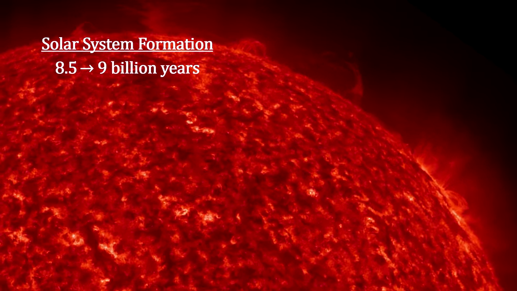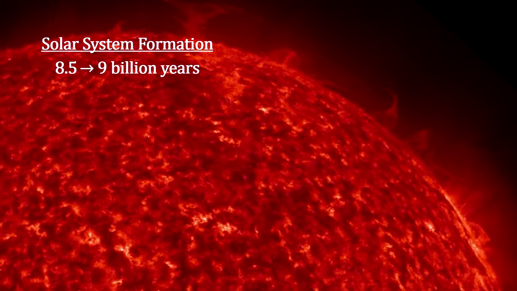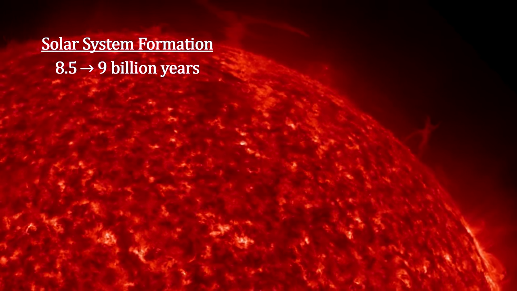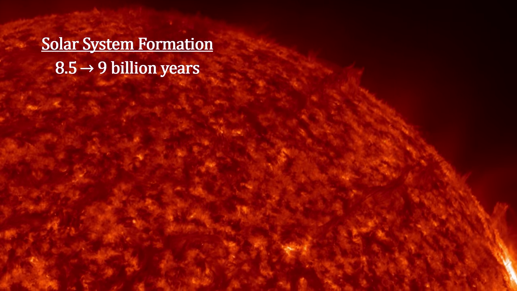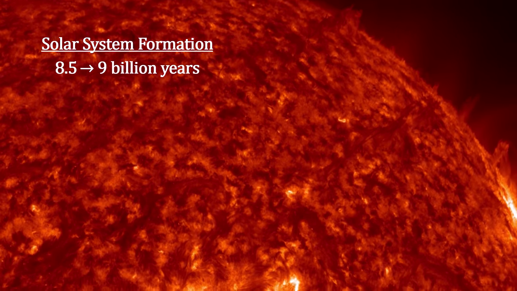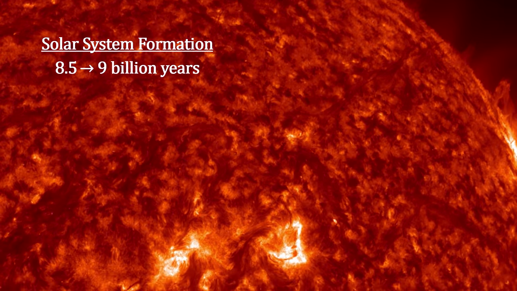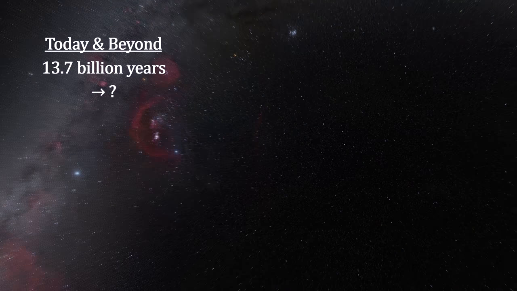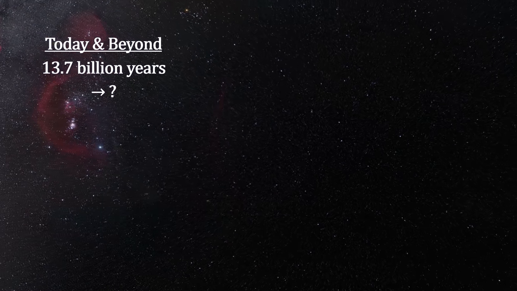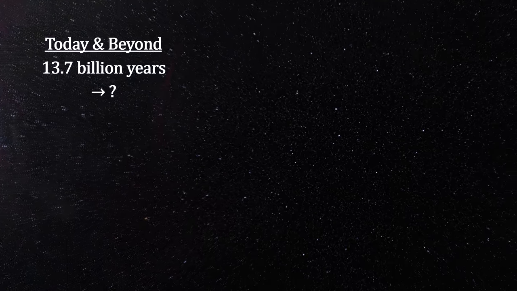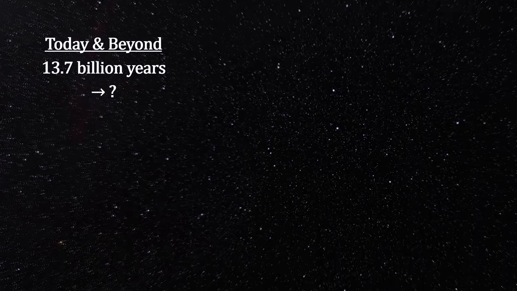Our Sun is a late-generation star, incorporating the debris from many generations of earlier stars. It and its solar system formed roughly 8.5 to 9 billion years after the Big Bang. Today, the universe is dominated by vacuum energy and is expanding at an accelerating rate.